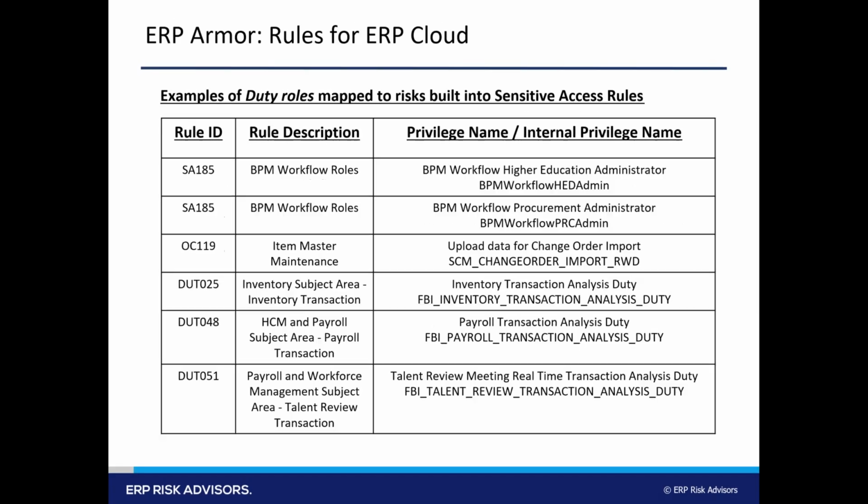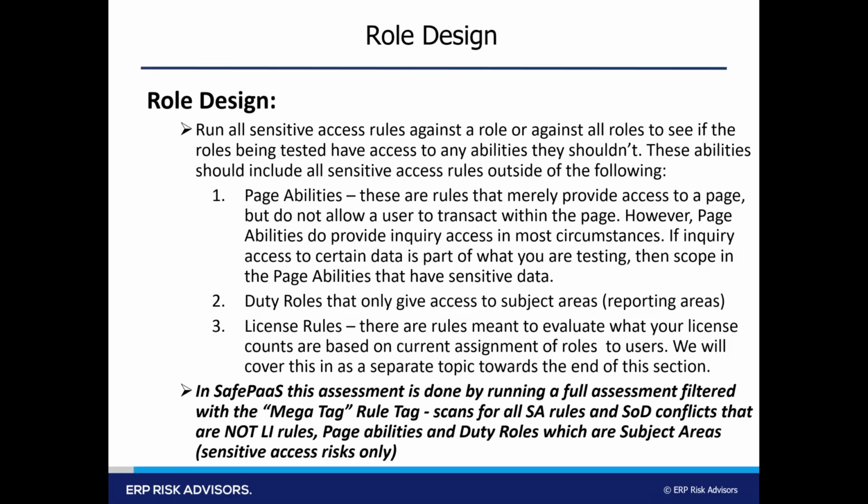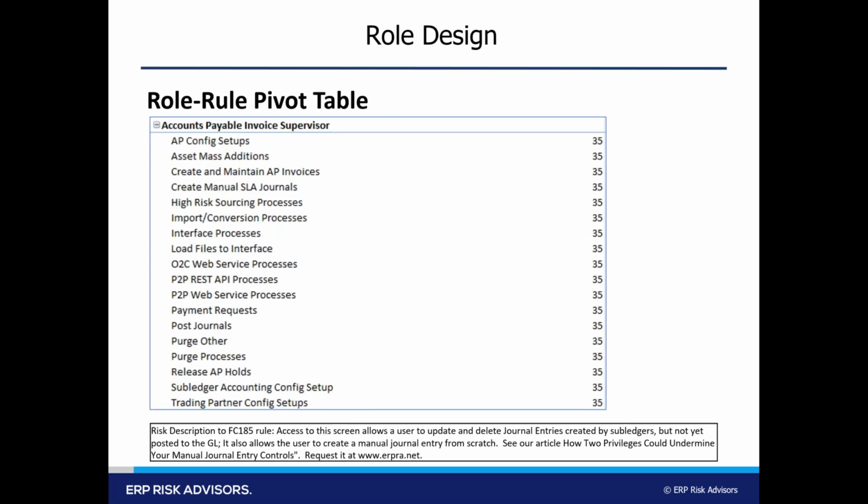Now, looking at it from a role design perspective, as I went through in the video, whatever your objective is, you run all the sensitive access risks related to that using rule tags. Then we go in and look at it from a role rule perspective. This is what we call the role pivot table, which extracts the data into a spreadsheet. We have a role like AP Invoice Supervisor, and what I'm looking at is what rules are violated within that role, so what sensitive access rules.